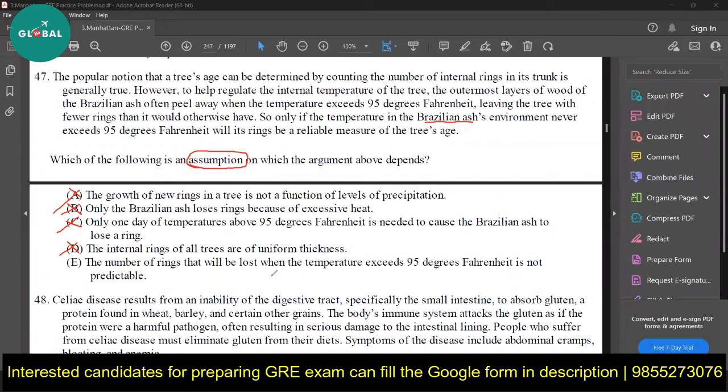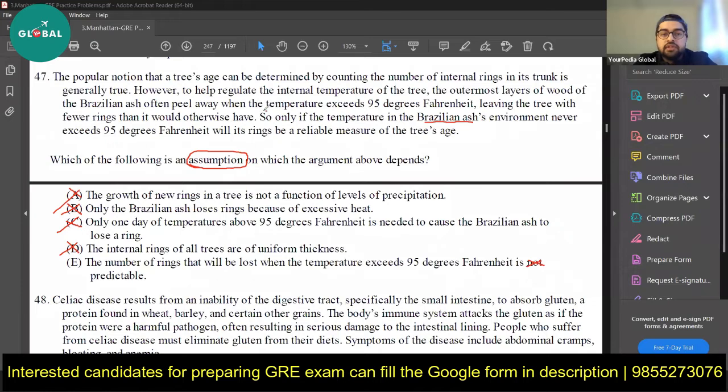So if this is saying, yeah, this is correct. Obviously, this is correct because the other four are wrong. But why is this correct? Because the number of rings that will be lost when the temperature exceeds 95 degrees Fahrenheit is not predictable. If I'm saying it's predictable, then this whole argument is wrong.